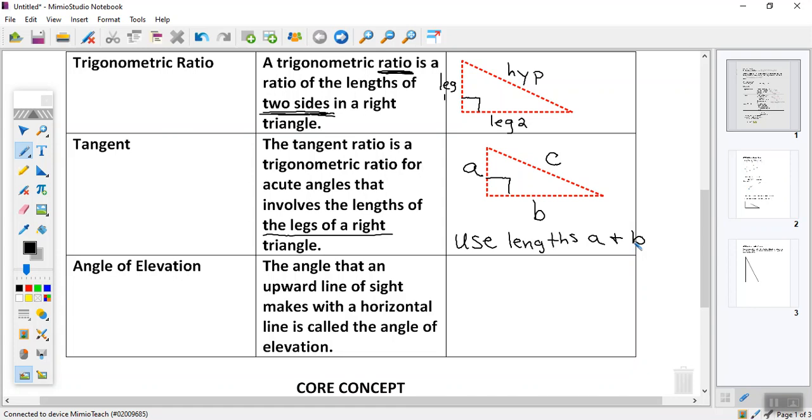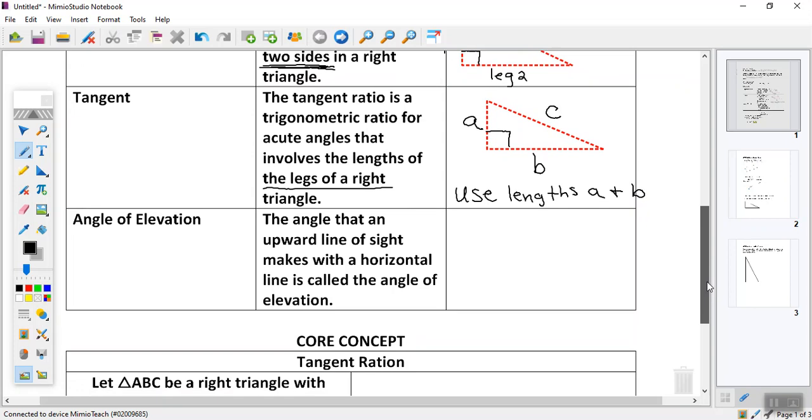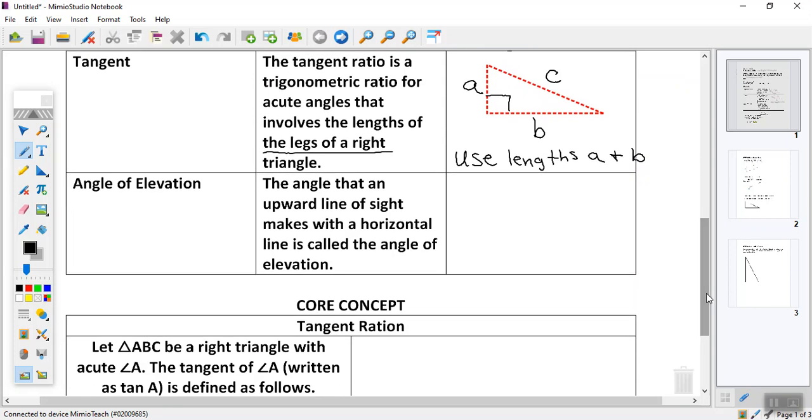Last vocab word before we start talking here. It's called an angle of elevation. It's an angle that an upward line of sight makes with a horizontal line. Have you ever used those almost-binoculars that have a little measuring compass on them, where if you look up, it can tell you what angle you're looking up at something far away? Never used those before? We'll have to check it out, maybe. I think we've got some here. I might have to dig those up and find them.